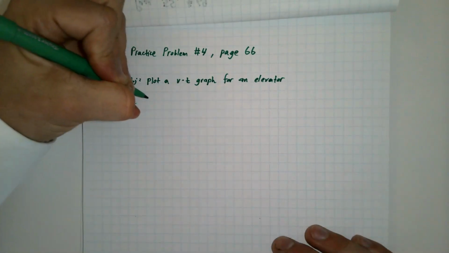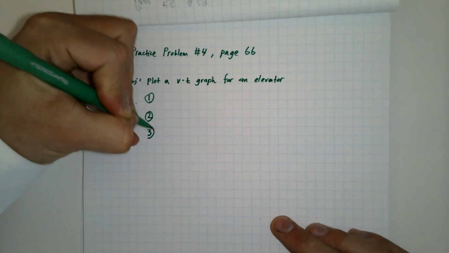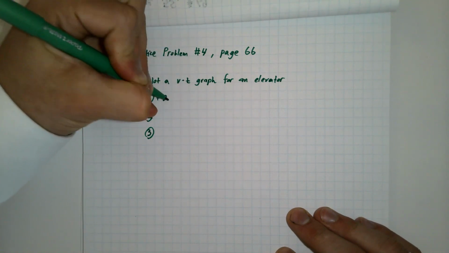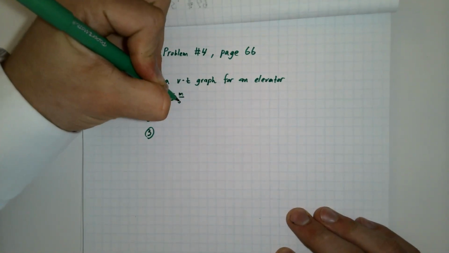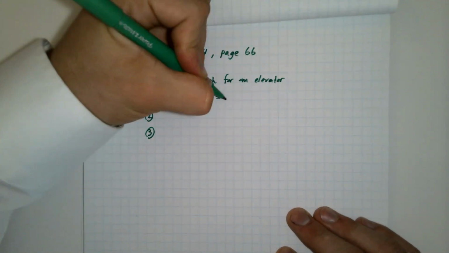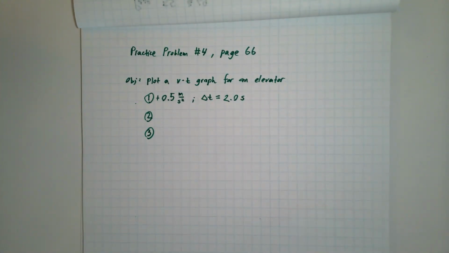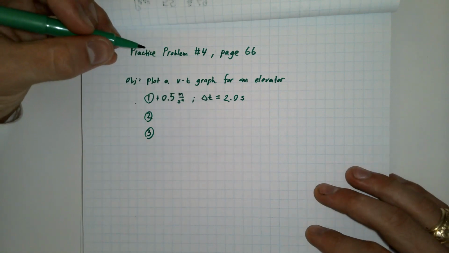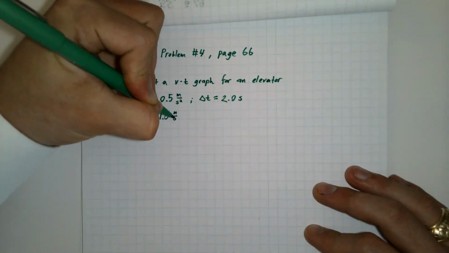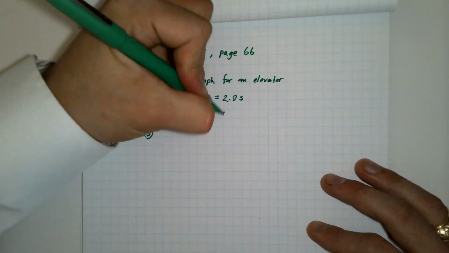We're told that the elevator goes through 3 different motions. The first of the 3 motions is that it accelerates at a positive rate of 0.5 meters per second squared for a total period of 2.0 seconds. Then, after those 2 seconds occur, it travels at a constant speed or velocity of 1.0 meters per second. It does that for a total amount of time of 12.0 seconds.